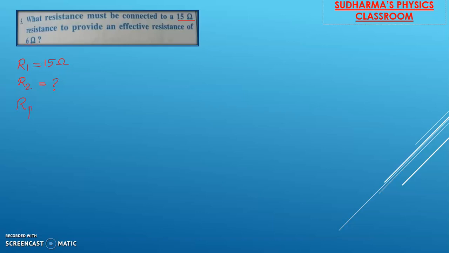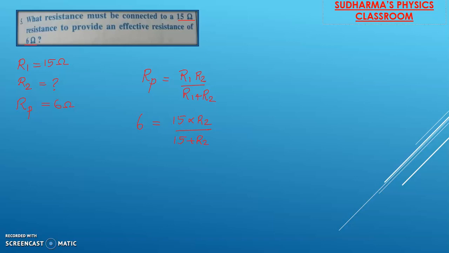So the effective resistance of the parallel combination Rp is given as 6 ohm. So now I'm going to try our shortcut formula for parallel combination. Hope all of you remember the formula. We have the effective resistance Rp is equal to R1 R2 divided by R1 plus R2. So now we can substitute the values. R2 we don't know. Rp is given as 6. 6 is equal to 15 into R2 divided by 15 plus R2.